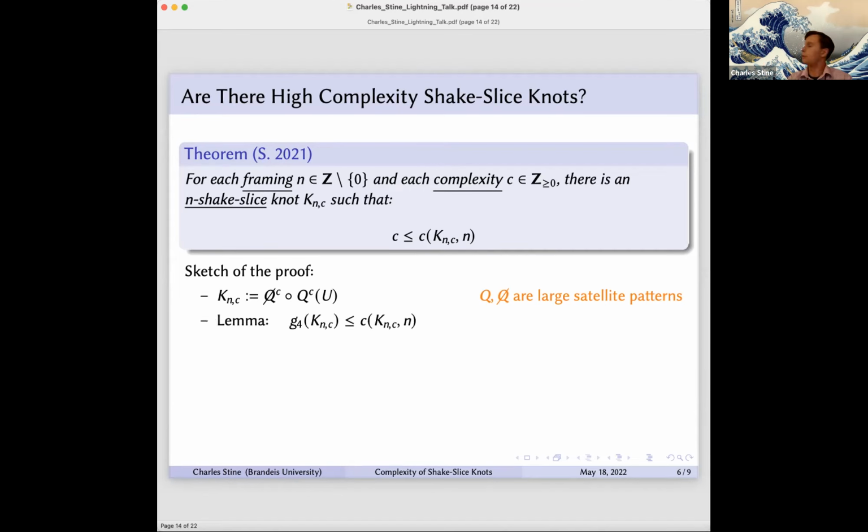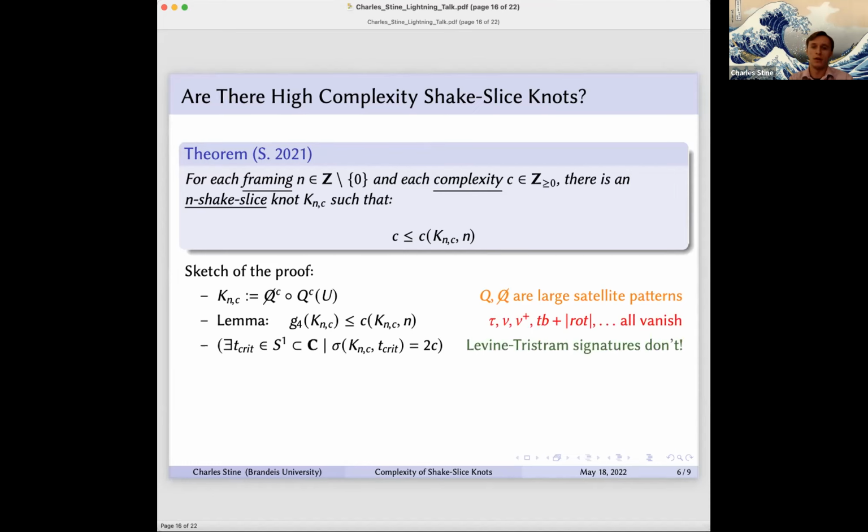We then have this lemma, which is given by a very easy geometric argument, that says smooth 4-ball genus bounds complexity from below. And so you might think, well, okay, that just means we can compute one of the many well-known concordance invariants that bounds genus. But the problem is our assumption that these knots are n-shake slice causes most of these invariants to vanish, which is what makes this problem challenging. On the other hand, the Levine-Tristram signatures, for miraculous topological reasons, don't have to vanish.